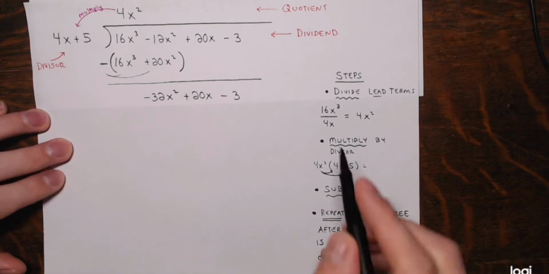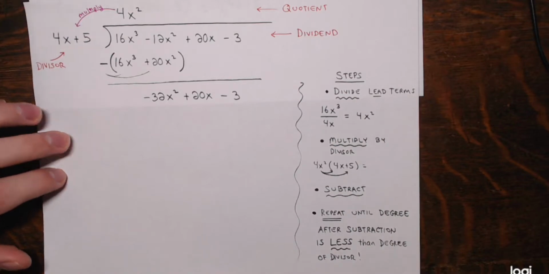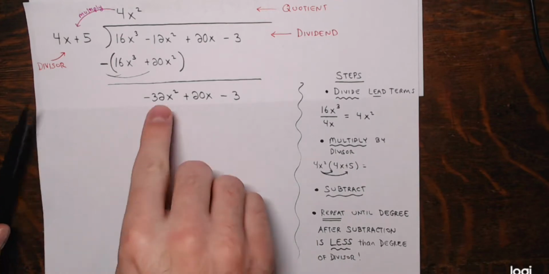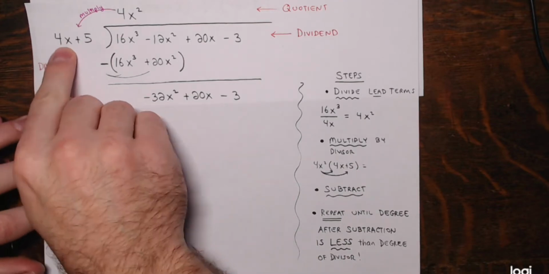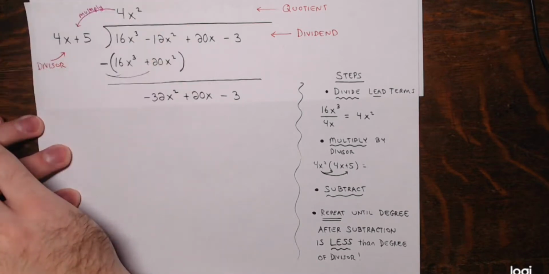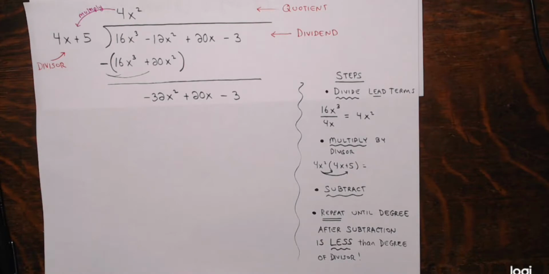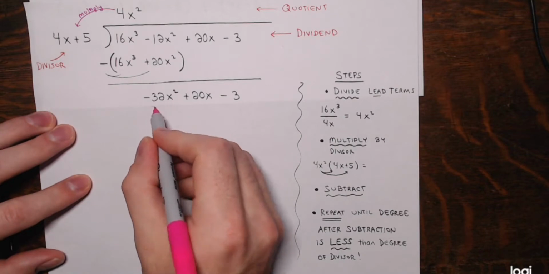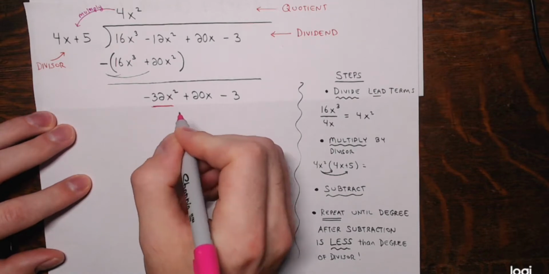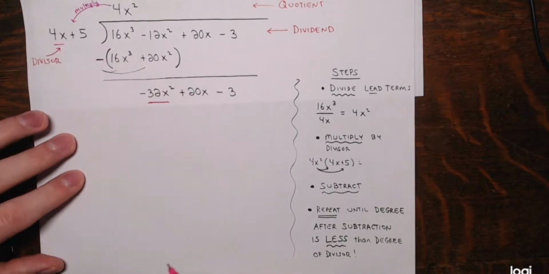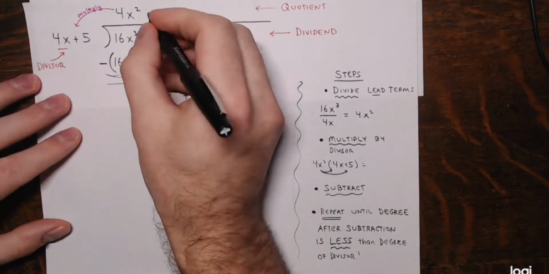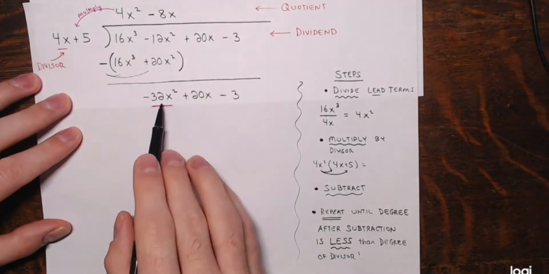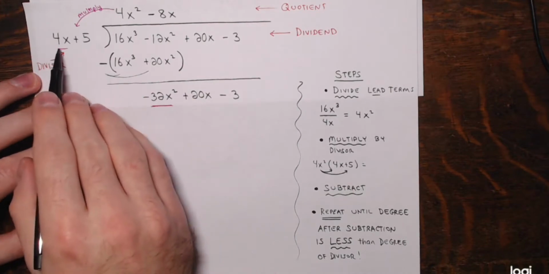Okay, and these are the steps the way I'm writing them. Okay, so then we start over. All right, because again, this is degree 2, the divisor is degree 1. That means we're not finished. So I start over and do the division step. We divide the lead terms. What's negative 32x squared divided by 4x? That would be negative 8x. And that means negative 8x is the next term I'm writing in the quotient.